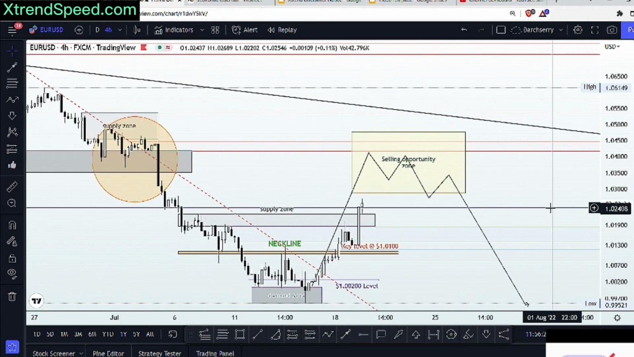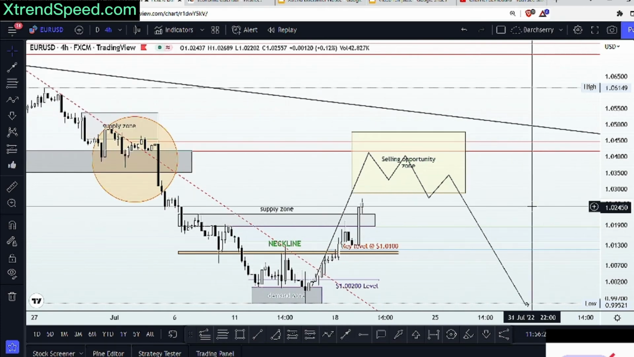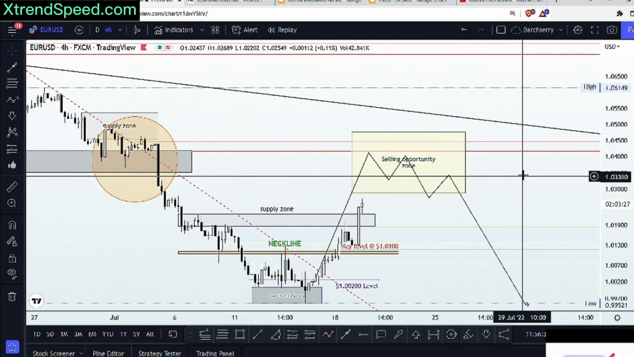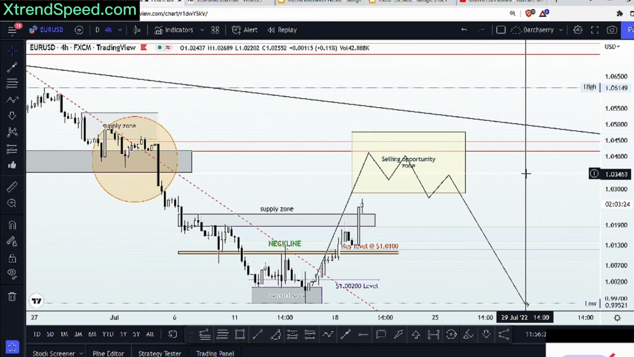So you can see that these confluence are aligning together to give us that potential opportunity we are looking for. So we don't know when this is going to happen, but it is more important that you set your price alert within this region, waiting for price action to come to you.